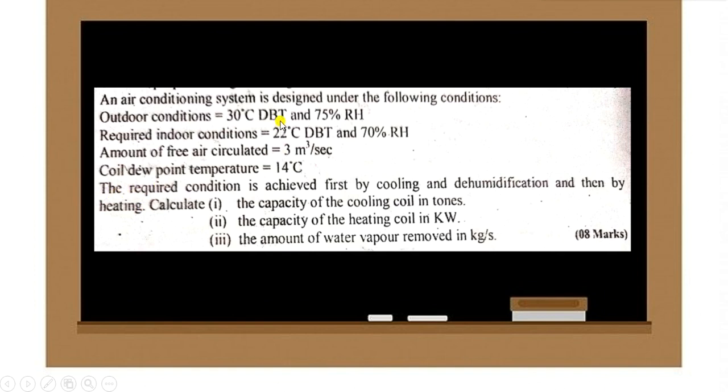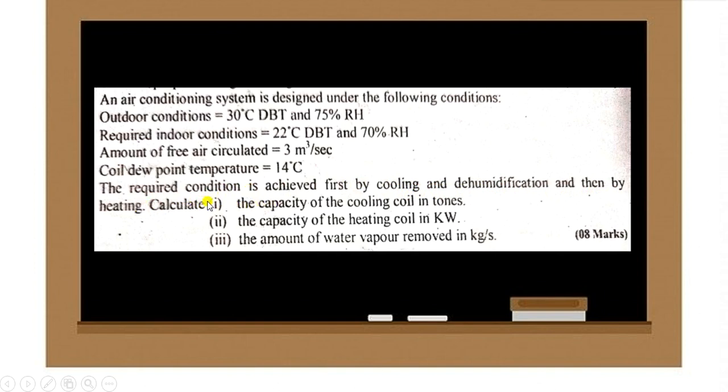To achieve this condition from outdoor to indoor conditions, the required condition is achieved first by cooling and dehumidification and then by heating. So these are the three processes given. We have to follow these processes only. There are other ways to solve this problem, but we cannot use those. Here he has specifically mentioned cooling first, second dehumidification, and then heating. You cannot do all three in parallel. You have to follow the sequence: cooling first, dehumidification next, and heating is the third process.